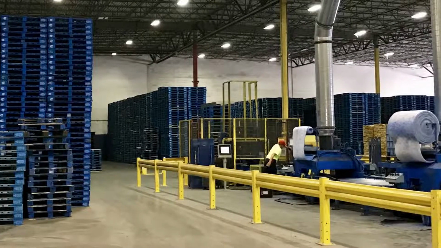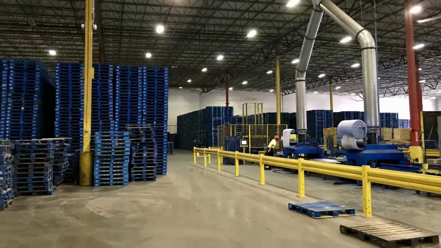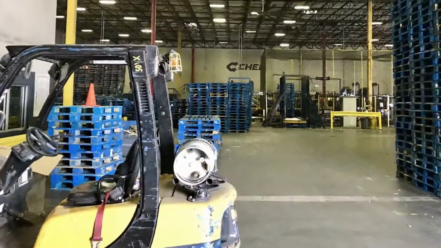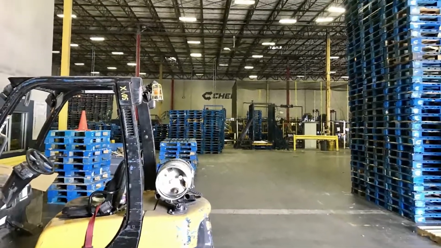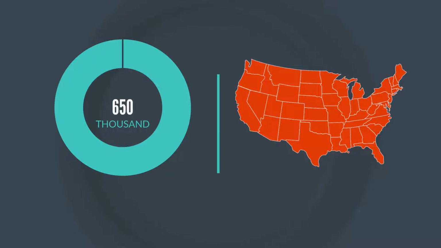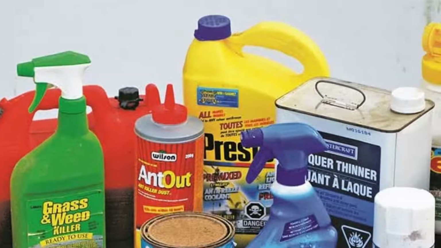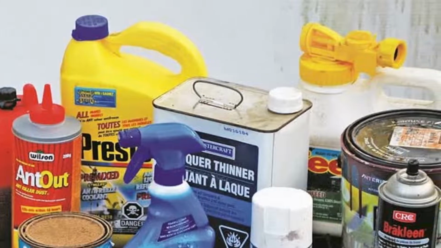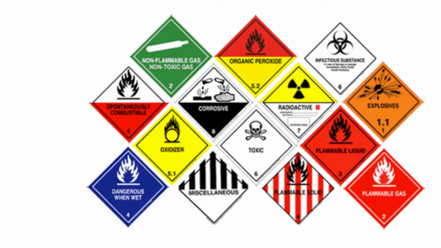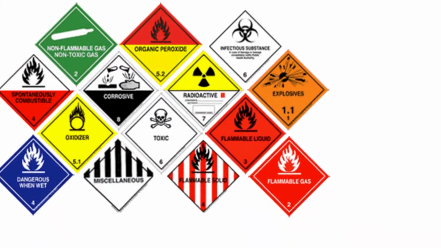Many CHEP employees work with hazardous materials every day. Identifying and regulating these materials is no easy task. In the U.S. alone, there are an estimated 650,000 products that can be identified as hazardous. The Hazard Communication Procedure ensures that our employees know the hazards of any materials they may have to work with and how to protect themselves from any dangers they may present.